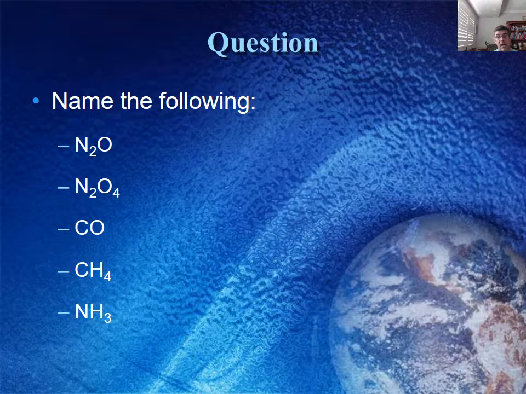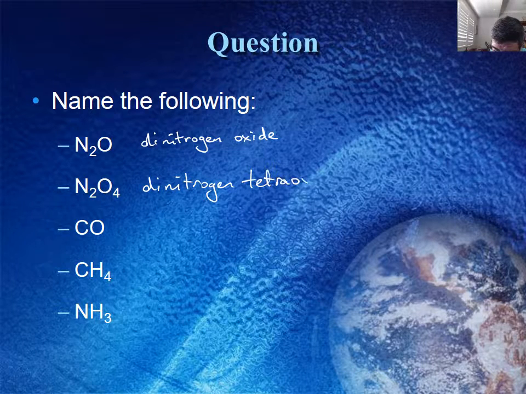So, a couple of examples for us to quickly have a look at. You can stop the video here if you want and see if you can name these yourself and then double check. But otherwise, I'll go through them with you. So the first one would be dinitrogen, because it's named first, oxide. We could call it monoxide, but it's just as easy to drop it in this case. The second one is dinitrogen tetroxide, tetroxide meaning 4 oxygens.